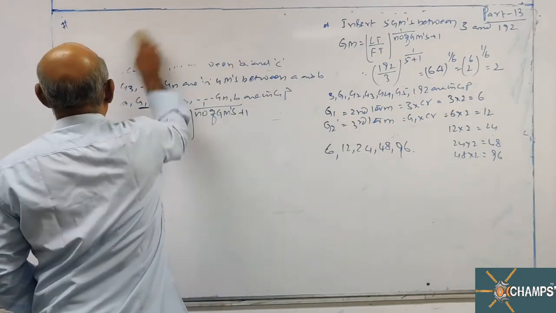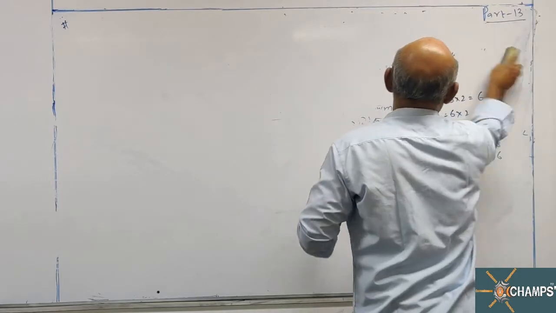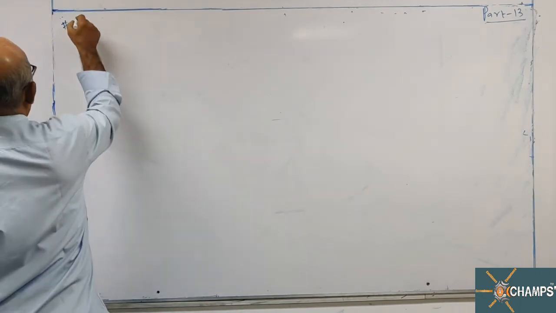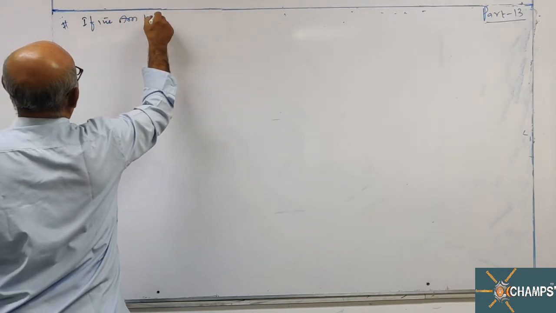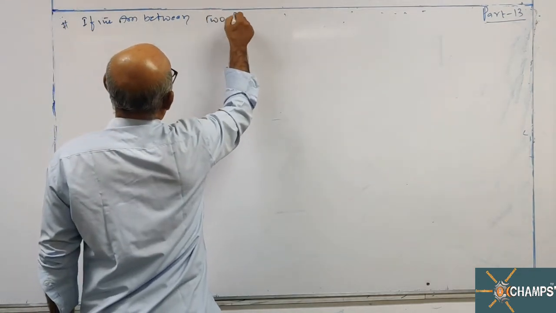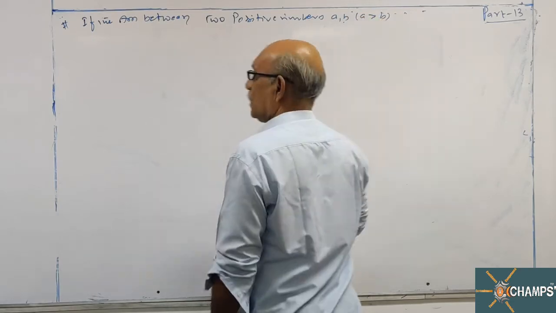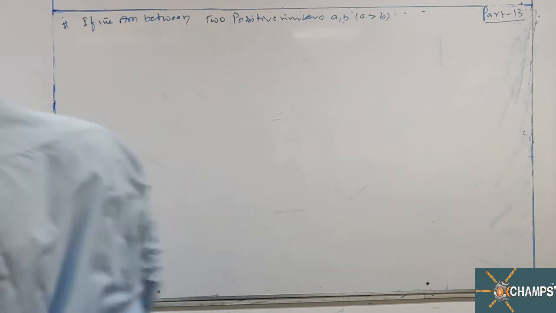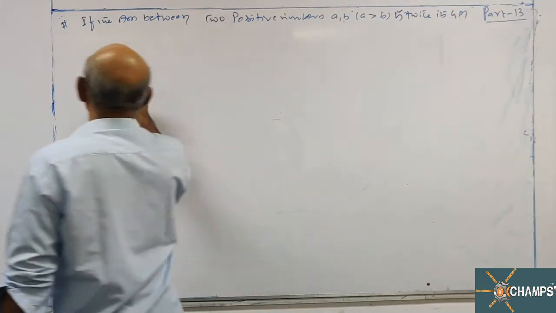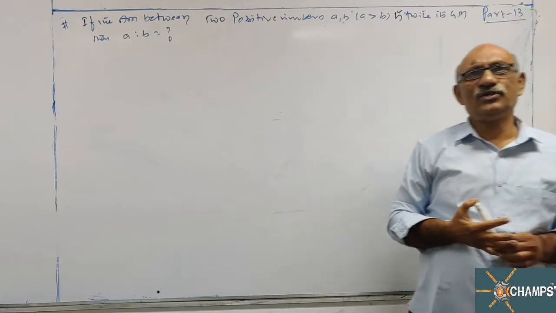Next question. If the arithmetic mean between two positive numbers A comma B is twice its geometric mean, then A is to B is equal to question mark.